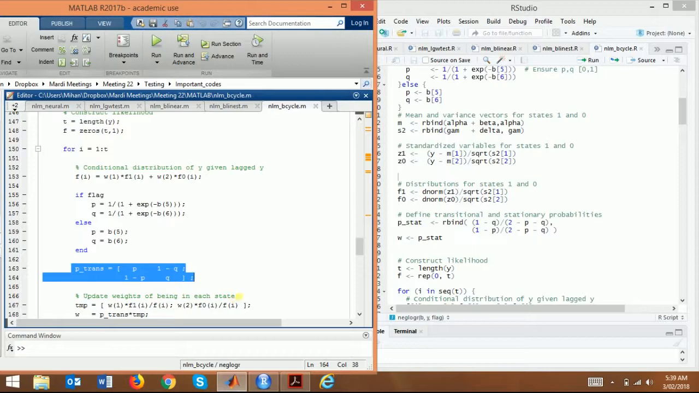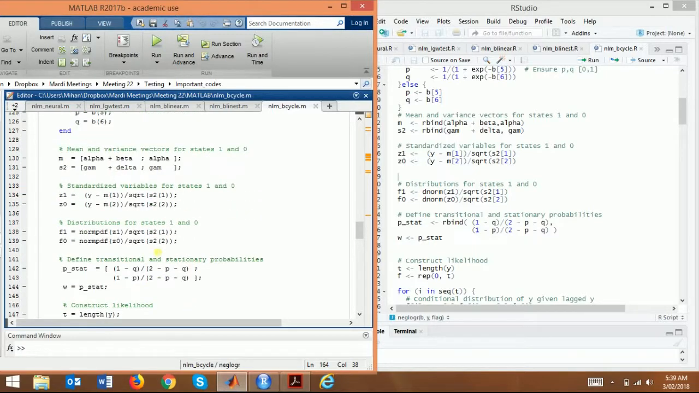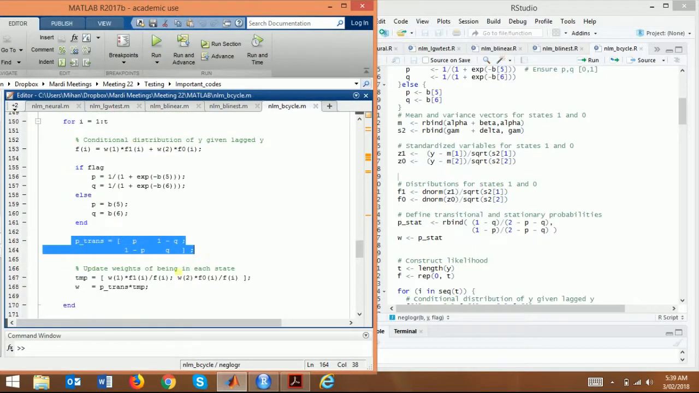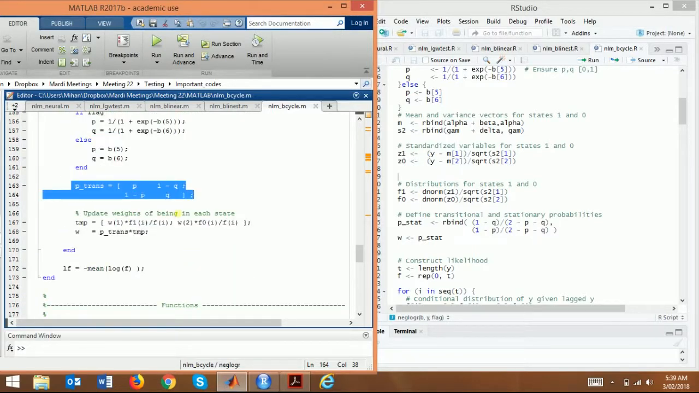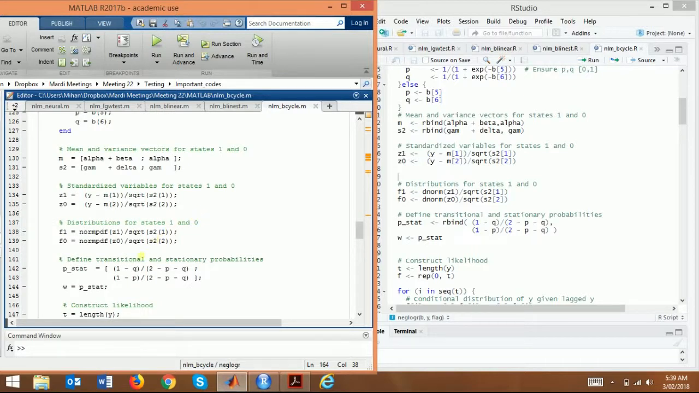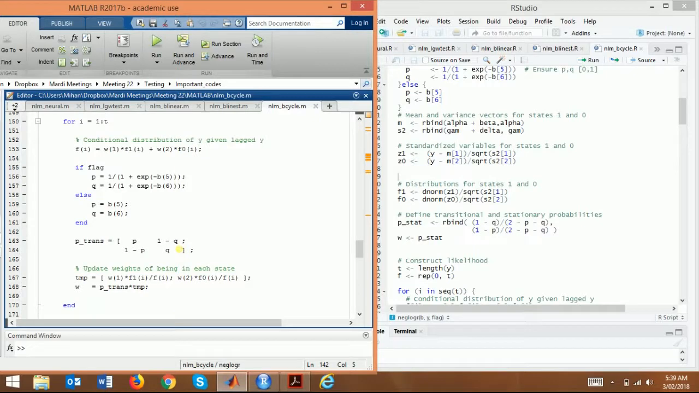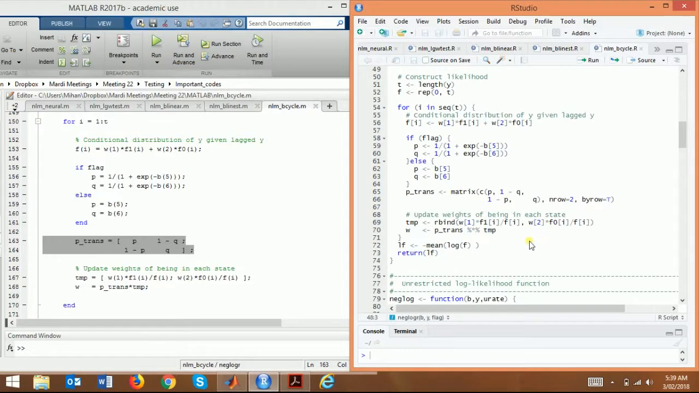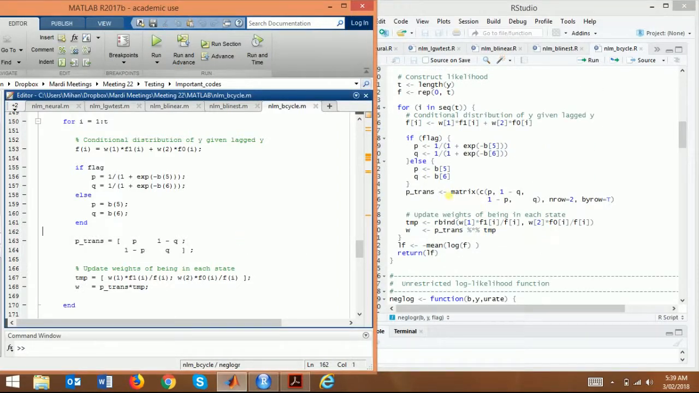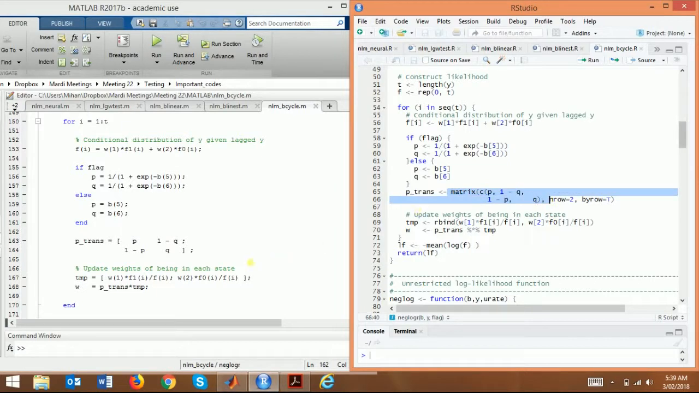P trans is P1 minus Q. Where is the equation? Oh no, it is transitional probability. Transitional probability is on P. That was transitional and stationary. That was stationary probability. This is transitional probability. Very important. If there is the transitional probability, we're doing it as a matrix, as we know.